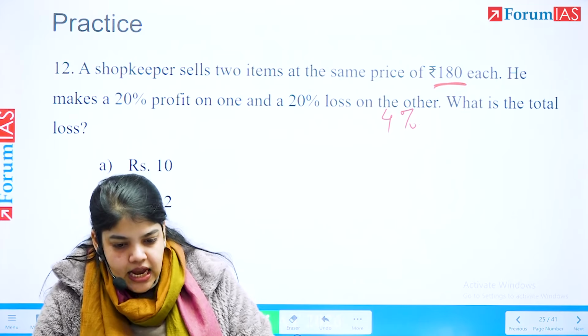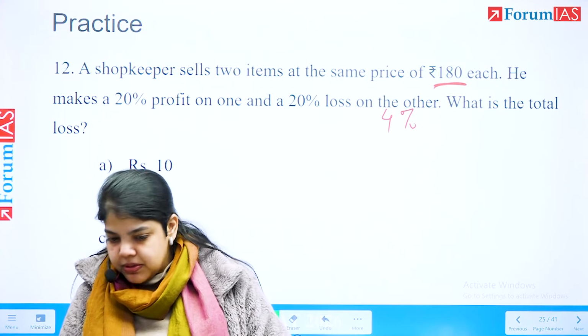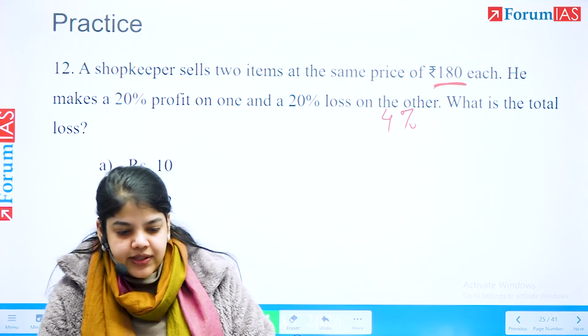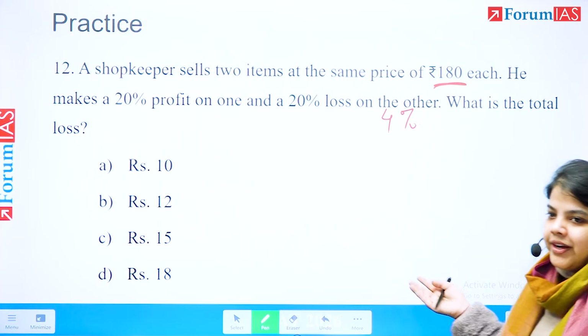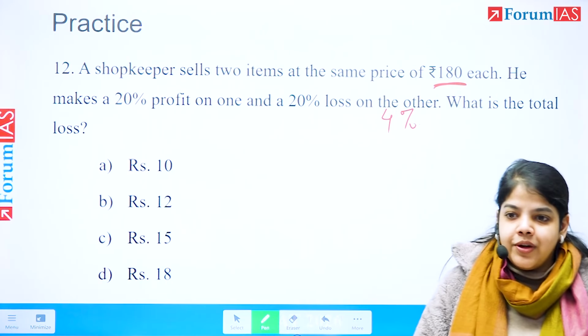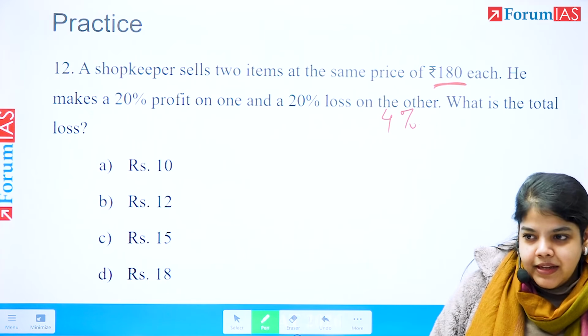So online students, we just have a simple formula, loss square divided by 100. This will allow you to find your answers rather quickly. 2 items sold at the same price. एक पे profit, एक पे loss, loss square divided by 100. That is the net loss that we experience. ठीक है, पॉइंट की तो ऑप्शन दे नहीं रखी. 15.2 is closest to 15. Answer rupees 15. ठीक है.